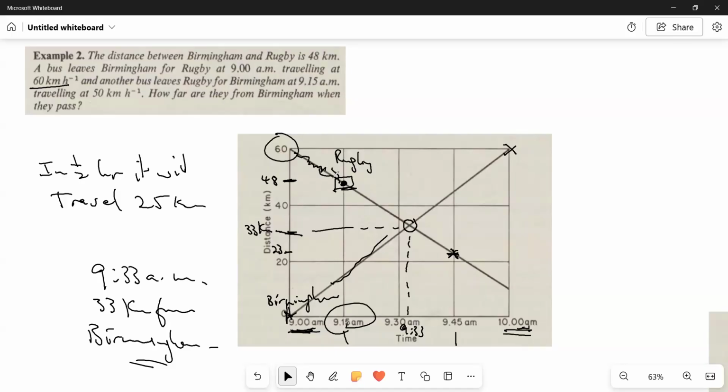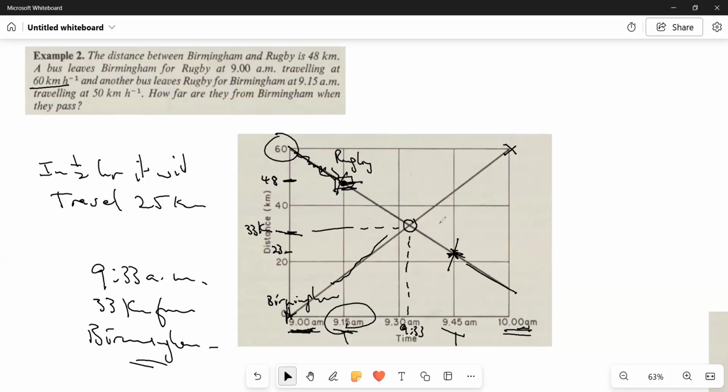right? This projected extra piece here is just to give you a sense of the distance time graph of that particular bus. But this is the piece that's going to help you to draw the graph, right? It starts at 9:15. So from 9:15 to 9:45, it should cover a distance from 48 to 23, which is 25 km. Because the bus is traveling at 50 km per hour. In 1 hour, it'll cover 50 km. So in half hour, it's going to cover 25 km.